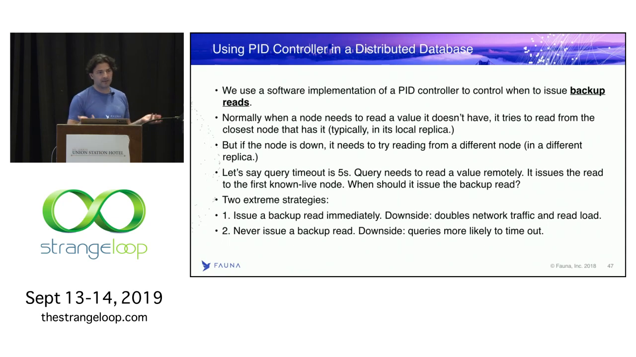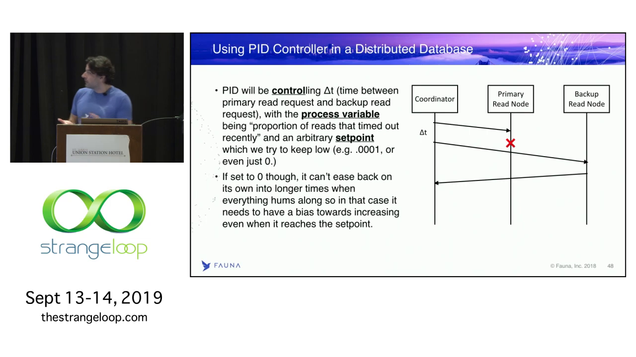You can do it, except you end up with double the traffic on the network. The other extreme is, well, never issue a backup read. So if the first node that you attempted doesn't work, time out to the client, let them retry. Not the best user experience, but it might also work. However, if you do have a PID controller in there, then it can actually control this delta t. So the control here is the time to issue the backup read.